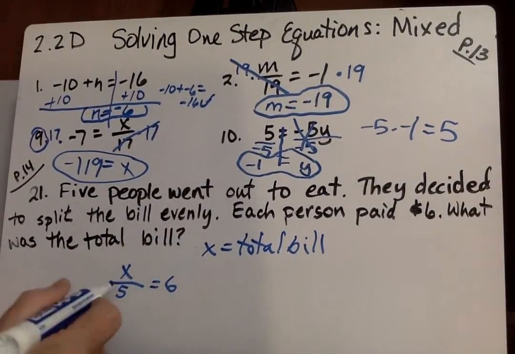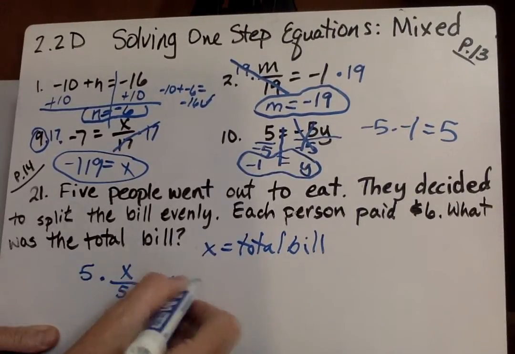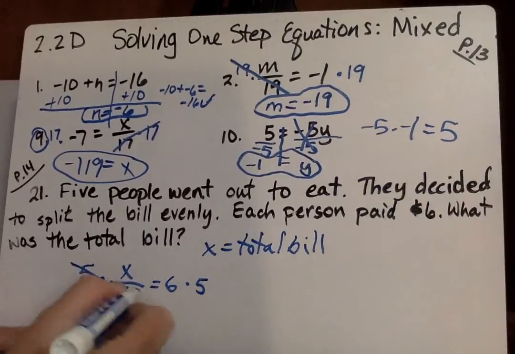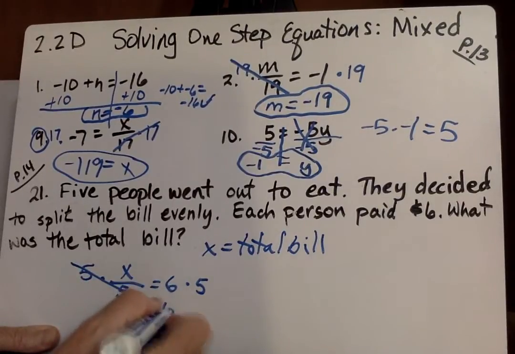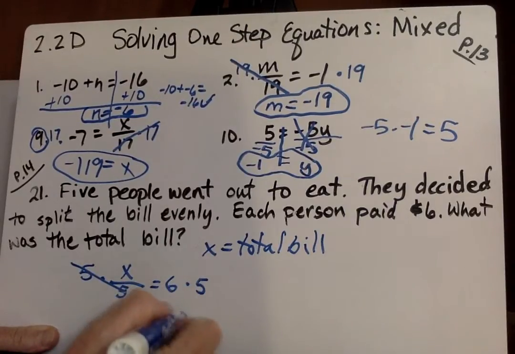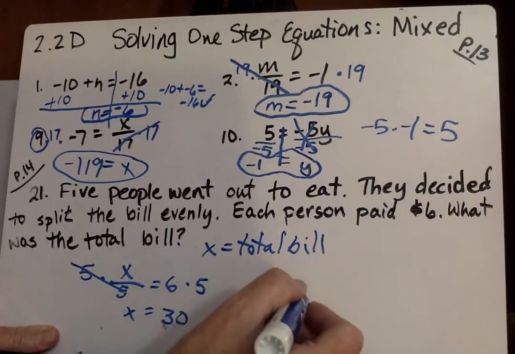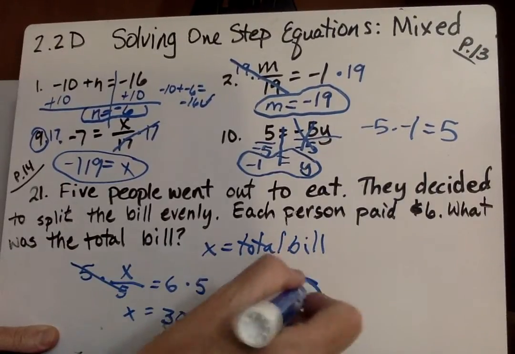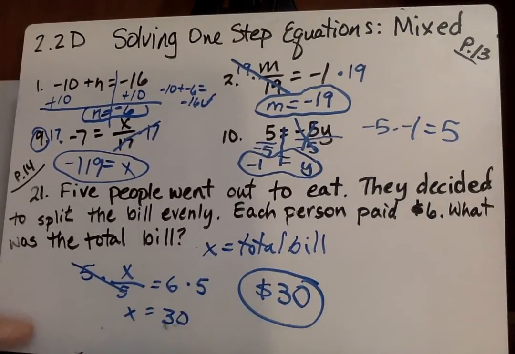It's divide, so we do the inverse operation, times by 5, times by 5. Cancel that out. X equals 5 times 6 is $30. And we make sure we put the units, which is $30, which in reality, you know, it's going to be a little higher than that because you have to pay taxes and or leave a tip. Okay? All right.